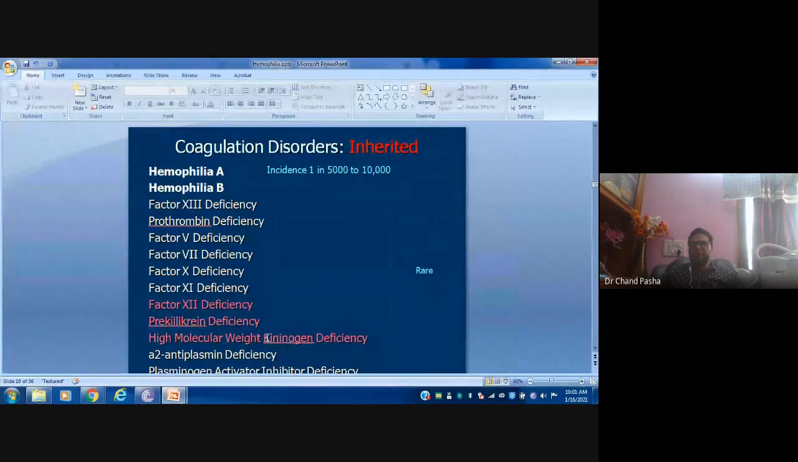1 in 5,000 to 10,000 is a bit high. Okay, and it is inherited. Inherited in the sense genetical.